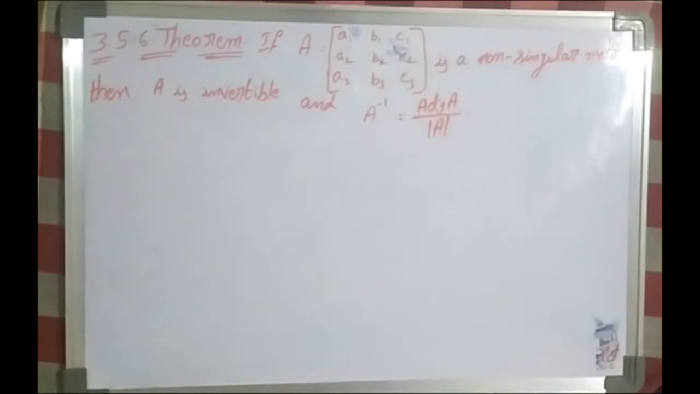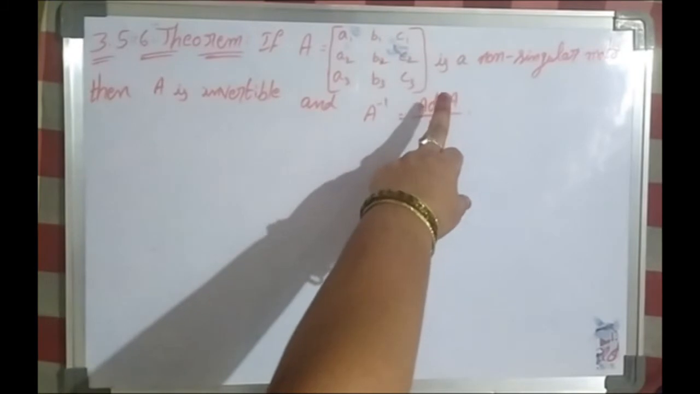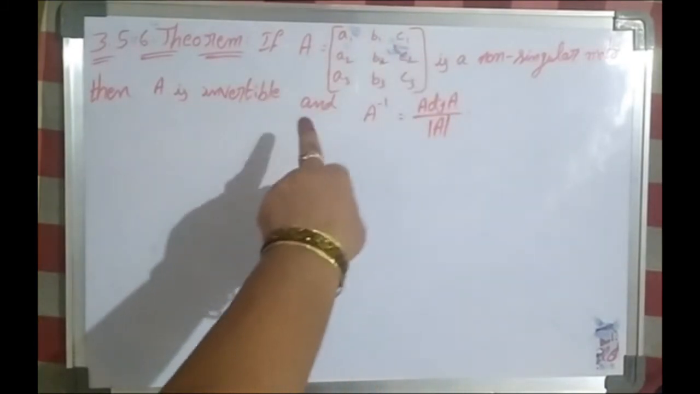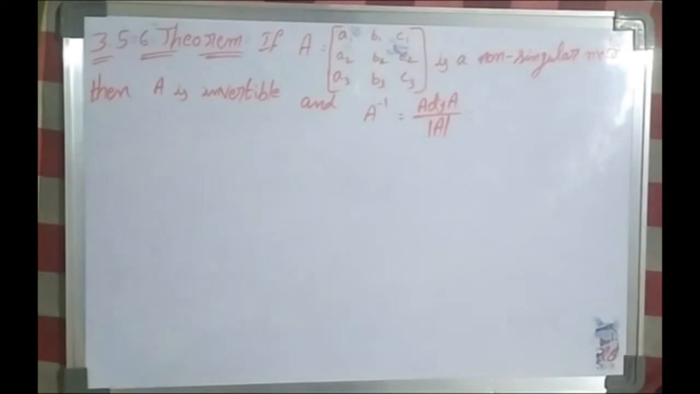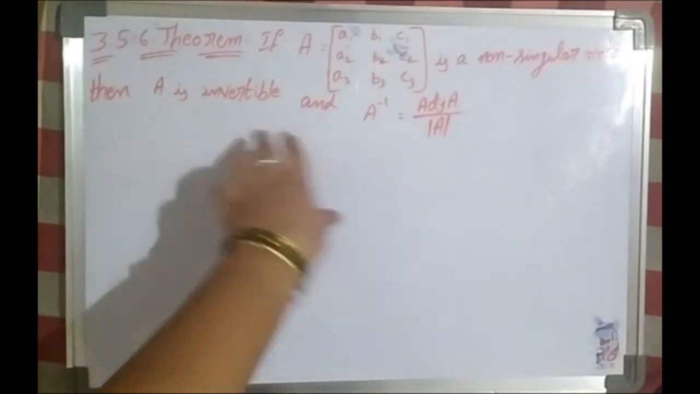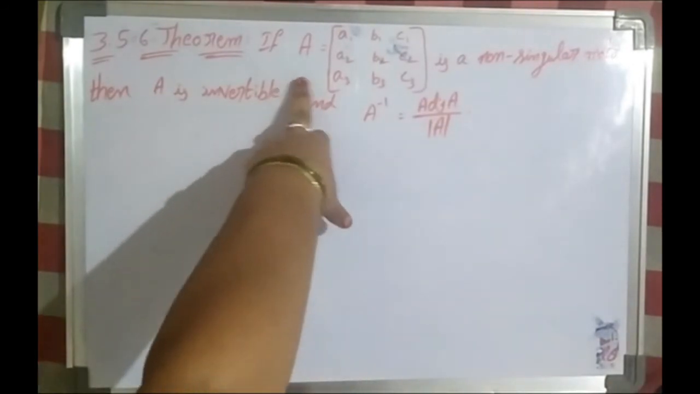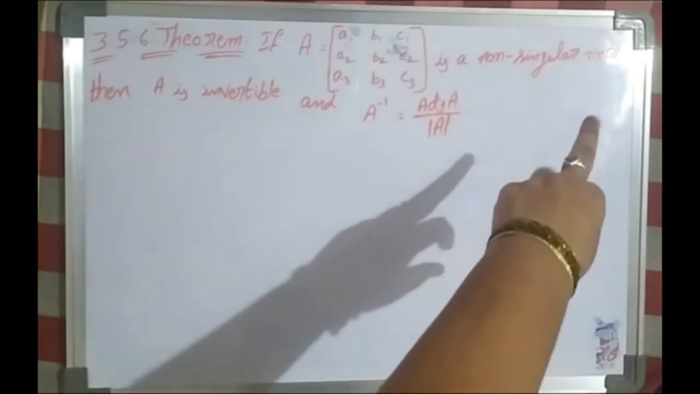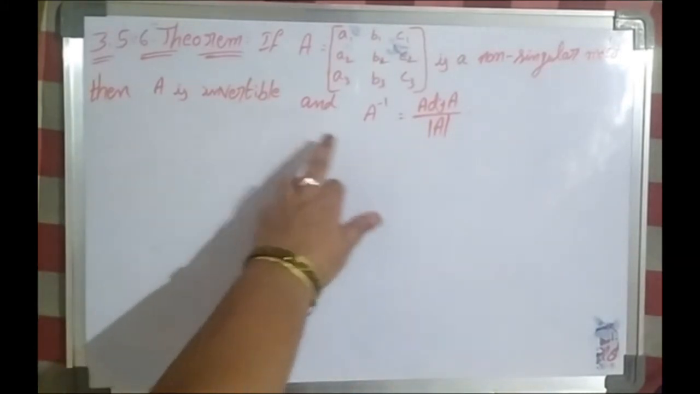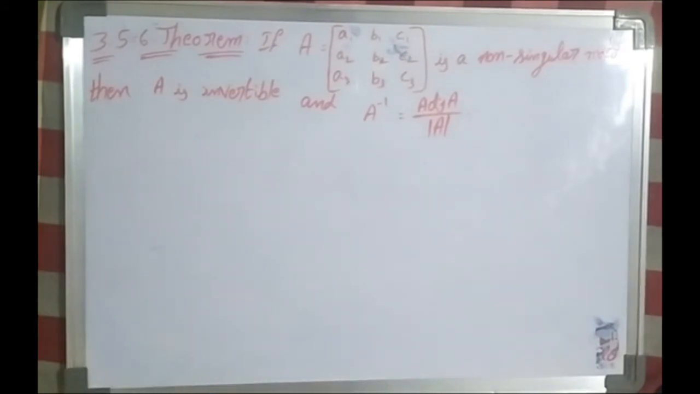In this theorem statement, we are given a matrix of order 3 by 3, and A is non-singular. Non-singular means determinant of A is not equal to 0. Then we already know the invertible matrix definition: if determinant of A is not equal to 0, then A is invertible. Now we have to show A inverse equal to adjoint A by det A.